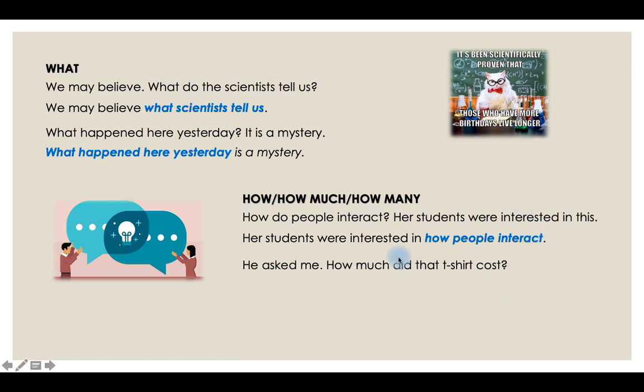He asked me how much did that t-shirt cost? He asked me how much that t-shirt cost. No did, right? We don't use do, does, or did, so-called "yardımcı fiilleri." We don't use them in affirmative sentences. It's not a question, it's an affirmative sentence. So the word order is the question word, subject, and verb.